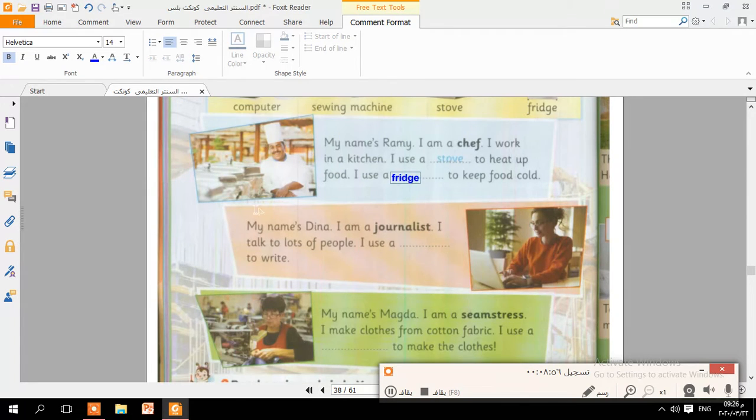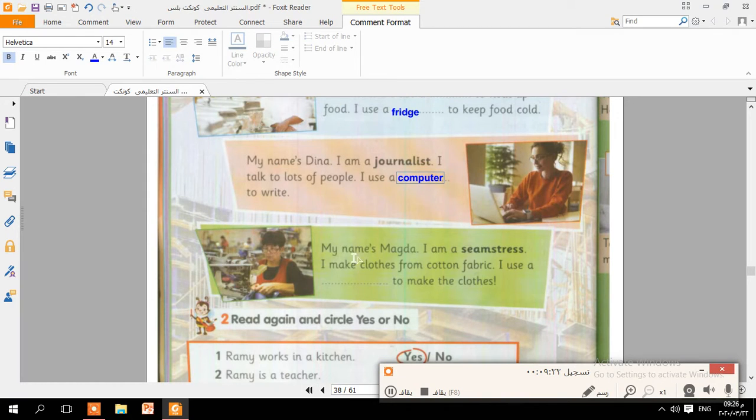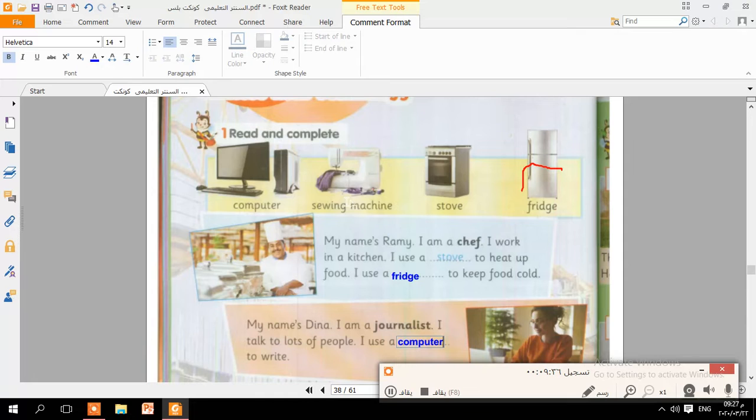Number 2. My name is Dina. I am a journalist. I talk to lots of people. I use a computer to write. Okay. My name is Magda. I am a seamstress. I make clothes from cotton fabric. I use a sewing machine to make the clothes.